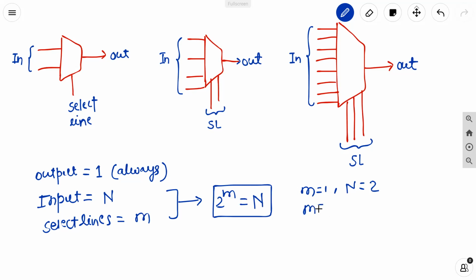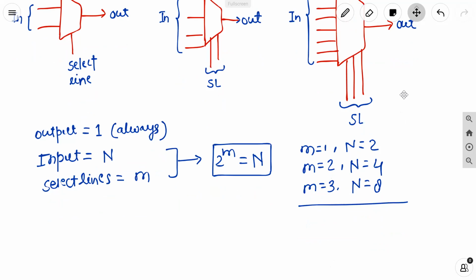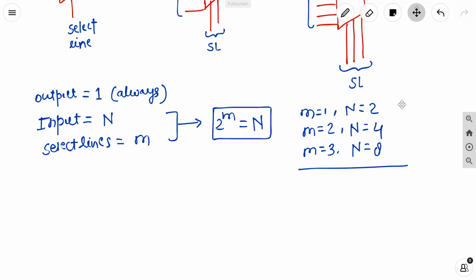If select lines are 2, then n, the number of inputs, will be 4. If m equal to 3, then n equal to 8. So if the select lines are 1, 2, 3, our inputs will be 2, 4, and 8 respectively. This is the basic structure, and we will see what the internal structure of all these is. Depending on the select line, we have the output which relates to the input, as I will show here. This is an example I am going to take with the proper select lines and inputs.